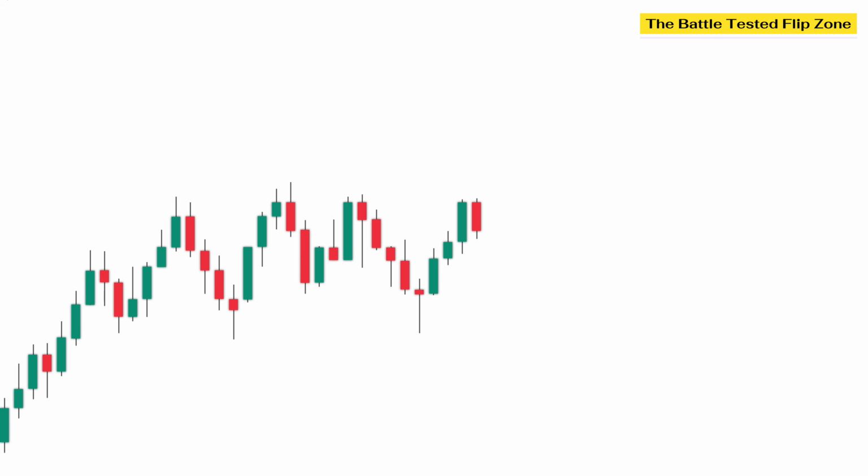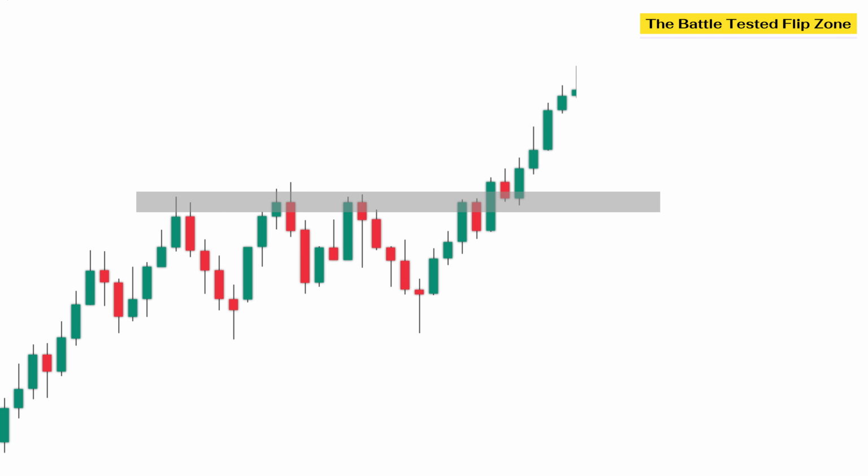See this level right here. Price came to this resistance area and got rejected. Then it came back again, rejected again. And one more time, rejected again. This level fought off every single attempt to break above it. But then, see this? Price finally broke above it.